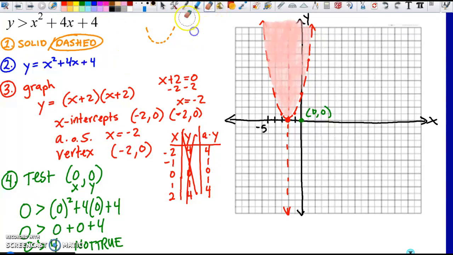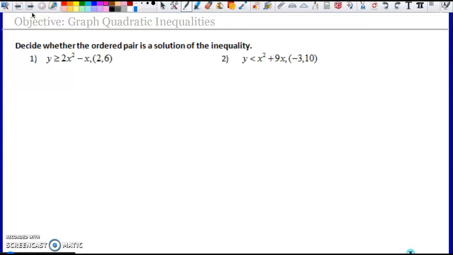Oops, don't want to use the highlighter. Step 5 was shading. Okay, so there you have it. 5 steps. Solid, dashed. Write the equation. Graph that parabola. Test the point. Shade where it has to go.